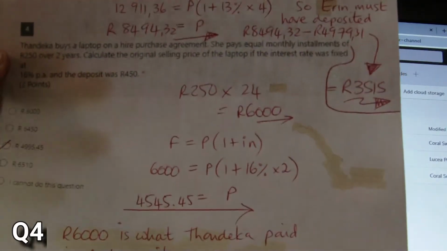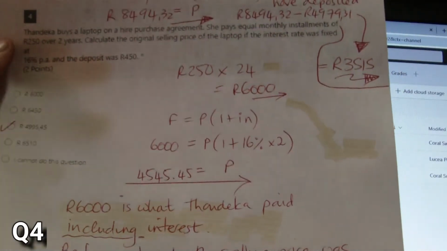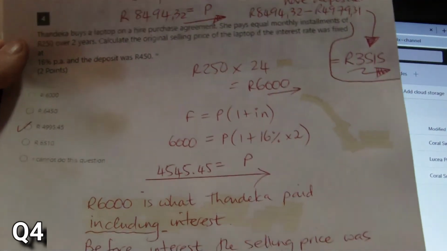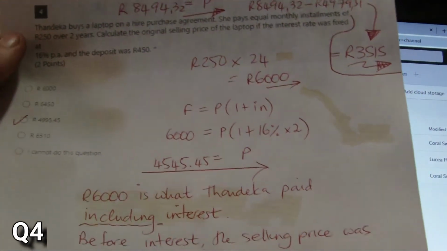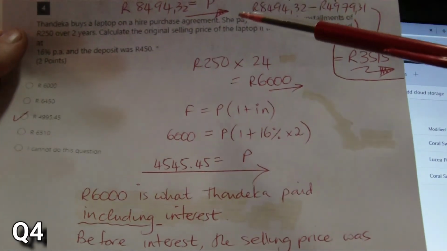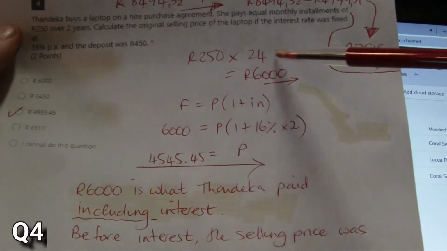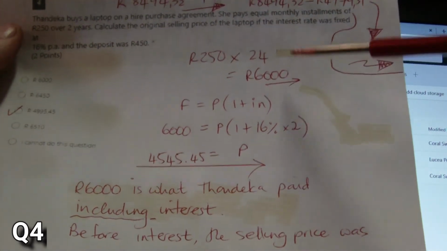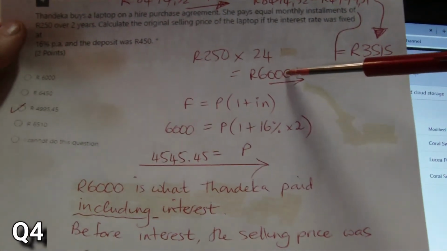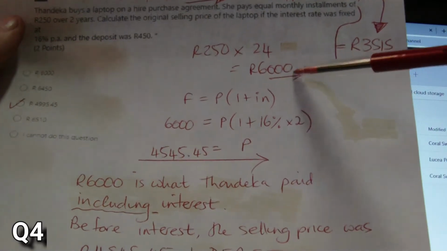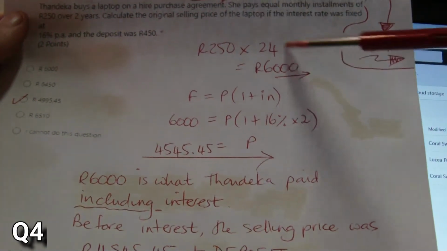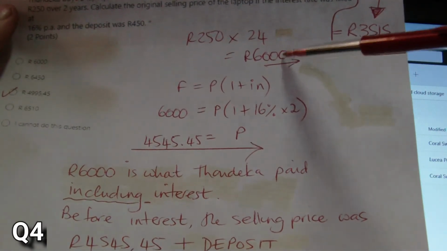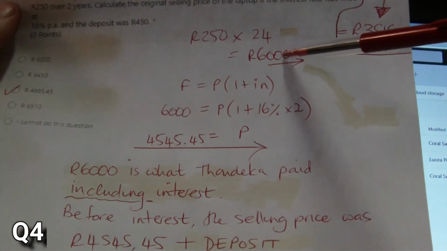Guys, this number 4 is quite tricky. You have to really understand how hire purchase works to know what to do here. First of all, if she paid 250 over 2 years, it means that she paid 6,000 Rand. That's what she paid. But remember, she did it on HP, so she paid interest. So all I'm going to do is find out what that 6,000 Rand was before all the interest got put onto it.